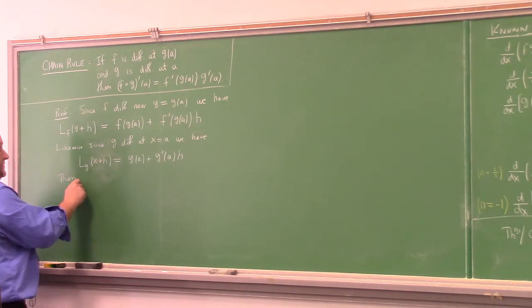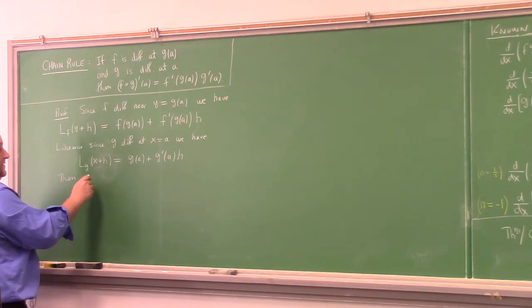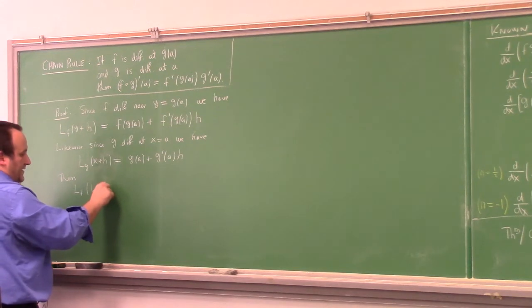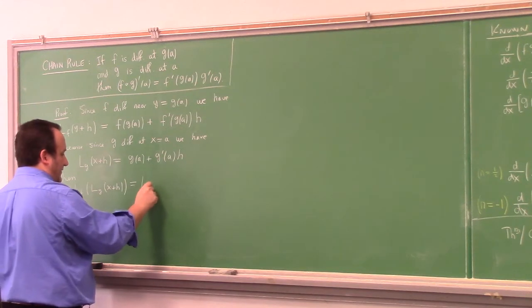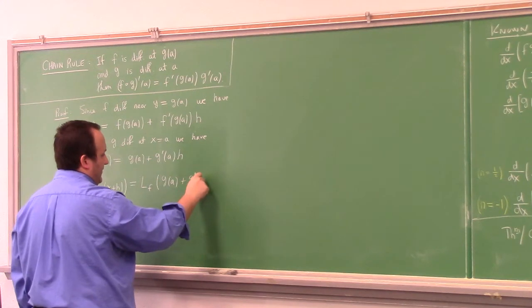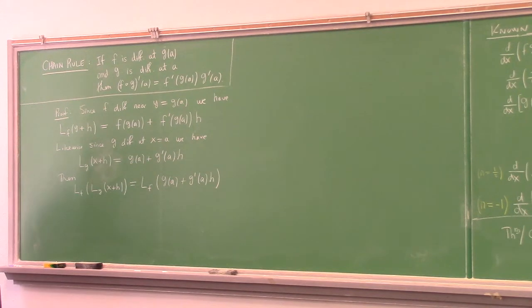So then if we look at the linearization of f of the linearization of g at x plus h, what that gives us is the linearization of f at g of a plus g prime of a times h. And so at this point, I have an unfortunate notational trouble I've gotten myself into.